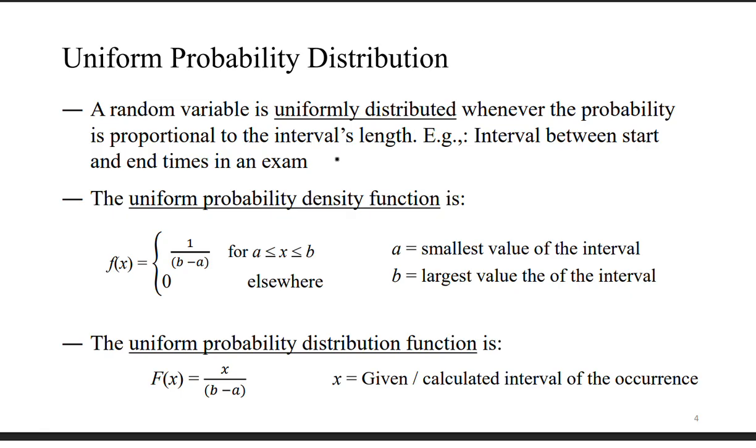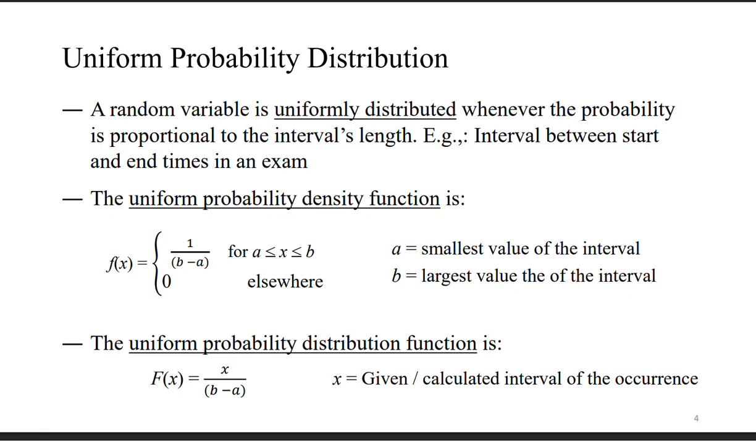Know that this is different from discrete uniform probability distribution, which was discussed in the previous chapter. Here we are looking at the probability of a specific value being observed within an interval of time. And so we say a random variable is considered to be uniformly distributed as a continuous random variable whenever the probability is proportional to the interval length.